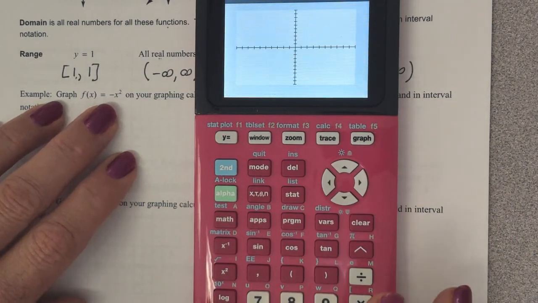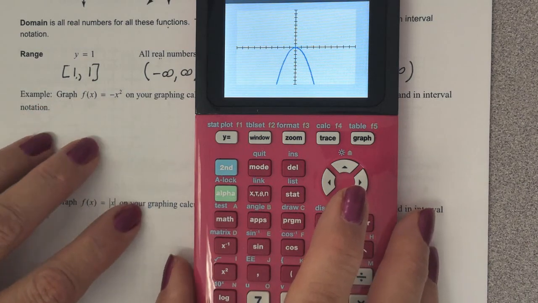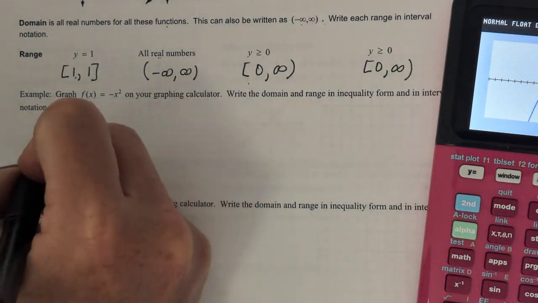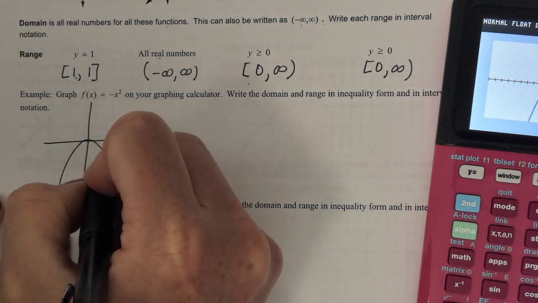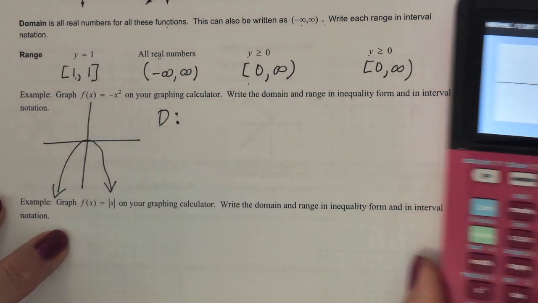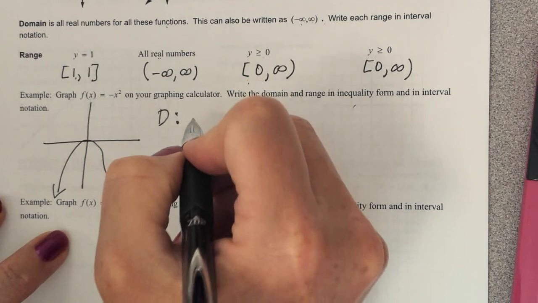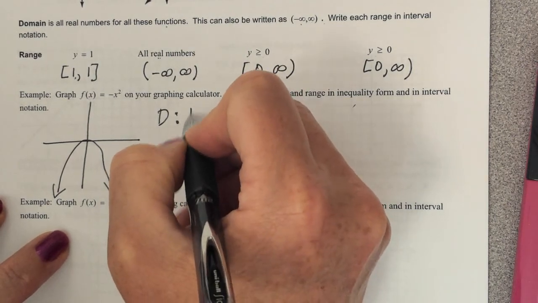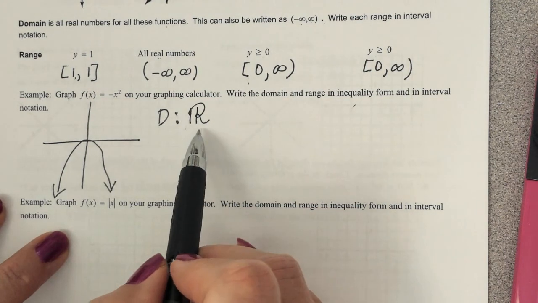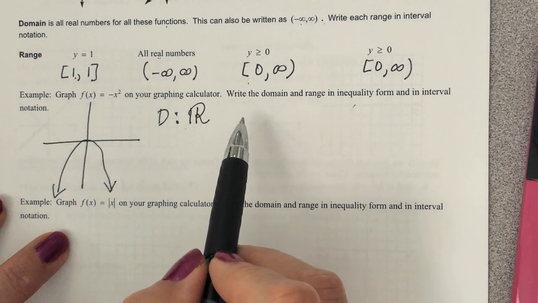And then do your zoom 6. Here's the way that looks. It's a reflection over the x-axis. So we're going to graph it. Just a quick sketch. Looks like that. We're going to write the domain first in inequality form. Well, it's not an inequality in this case. It's just going to be all real numbers. Here's the abbreviation you can use for that, just an R with an extra little line by it. That's going to be in our regular form.